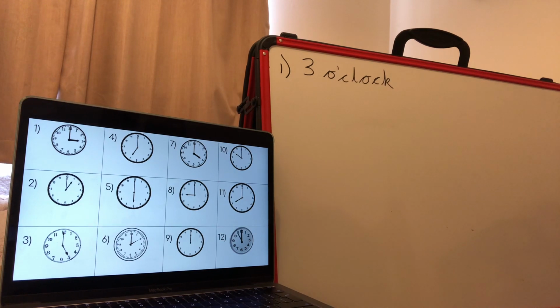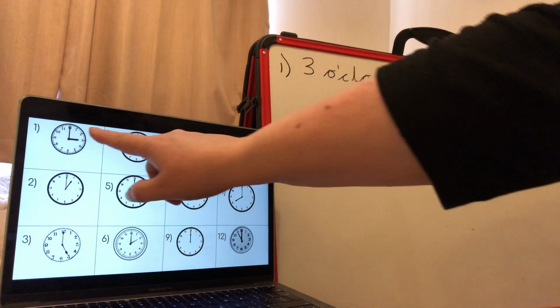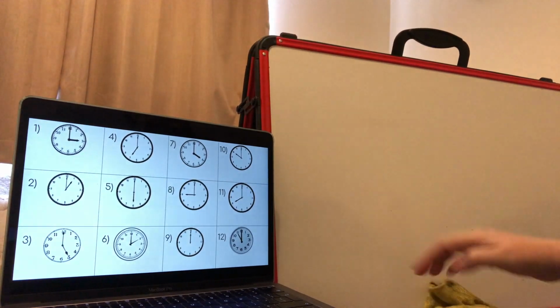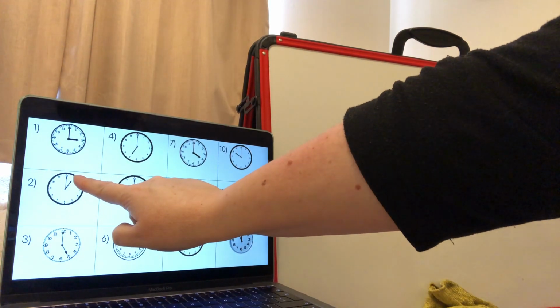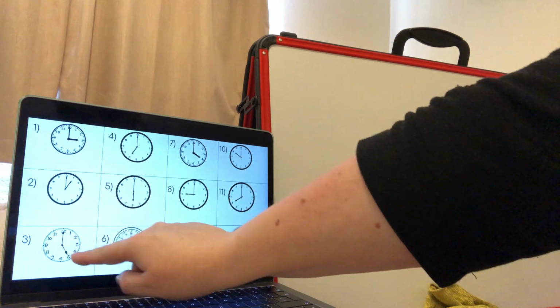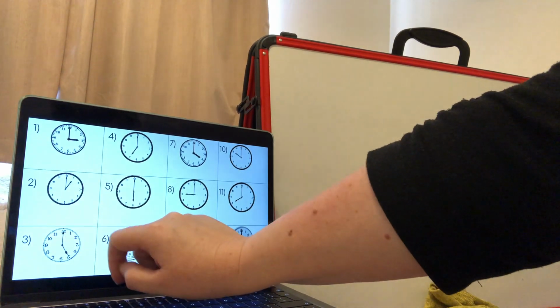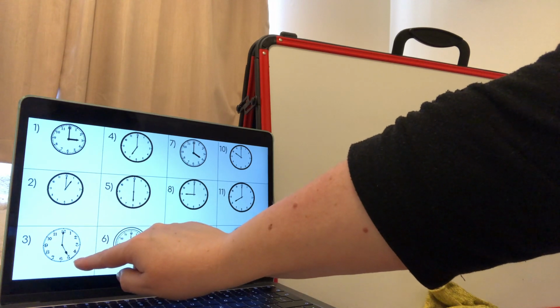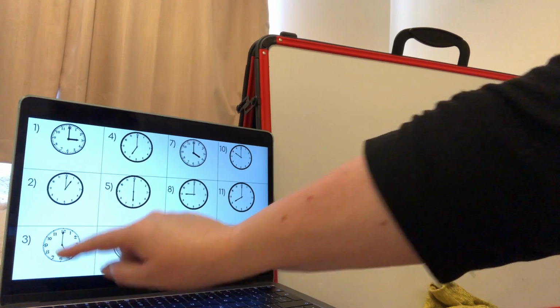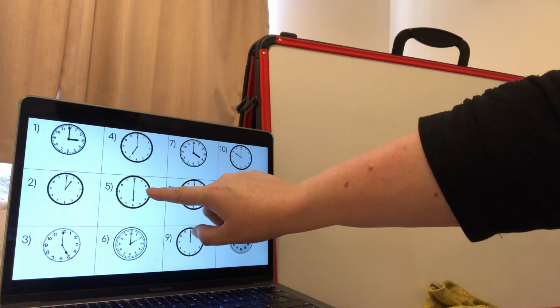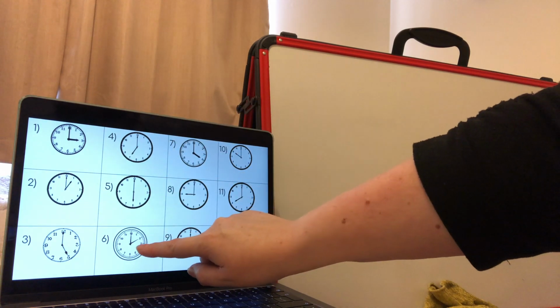Okay, so let's go through the answers now. So number 1 was 3 o'clock. Number 2 is 1 o'clock. Number 3 is 5 o'clock. Remember, the minute hand's at the top, so it's o'clock. The hour hand's on the 5, so it must be 5 o'clock. Number 4 is 7 o'clock. Number 5 is 6 o'clock. Number 6 is 2 o'clock.